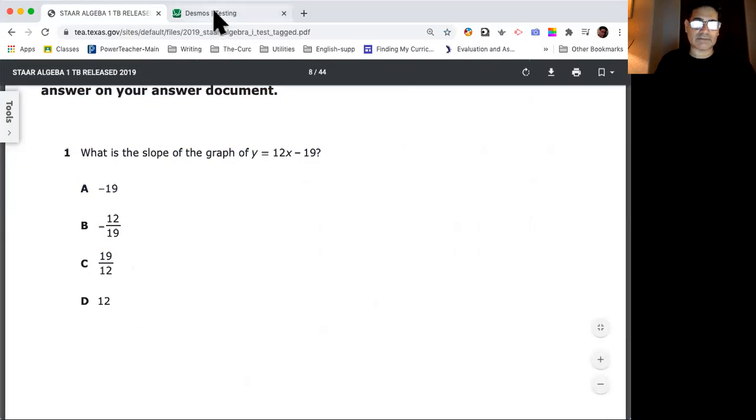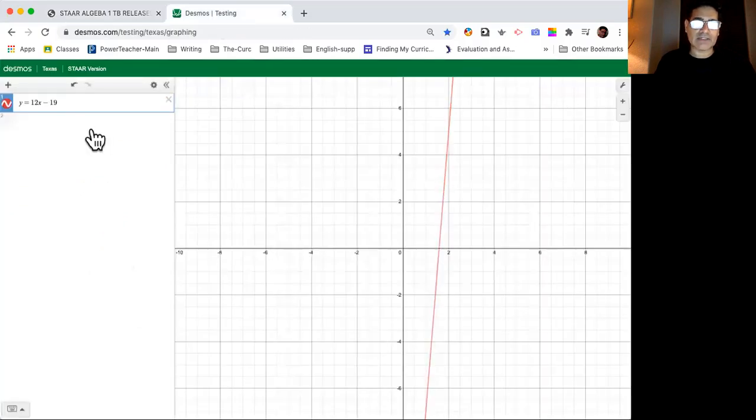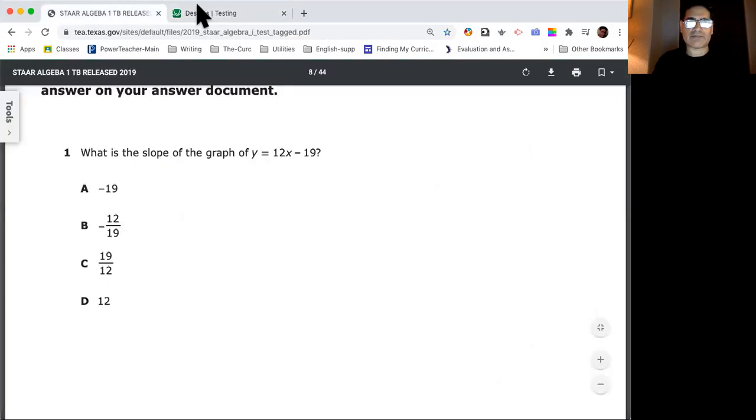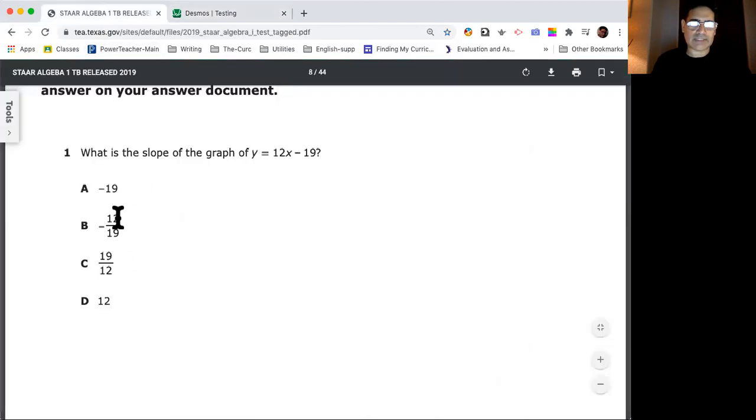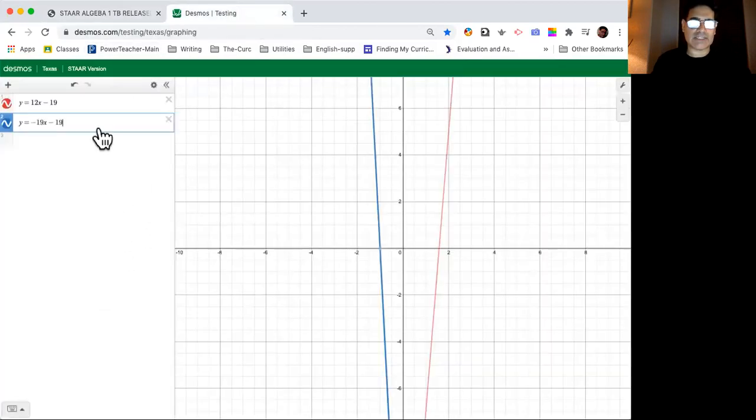But in any case, having forgotten that, the student will enter the equation and substitute that coefficient. And let's start with -19. And the student gets that graph, that line, and it comes in a different color. And let's try the next one, -12/19. And the student will make a fraction.